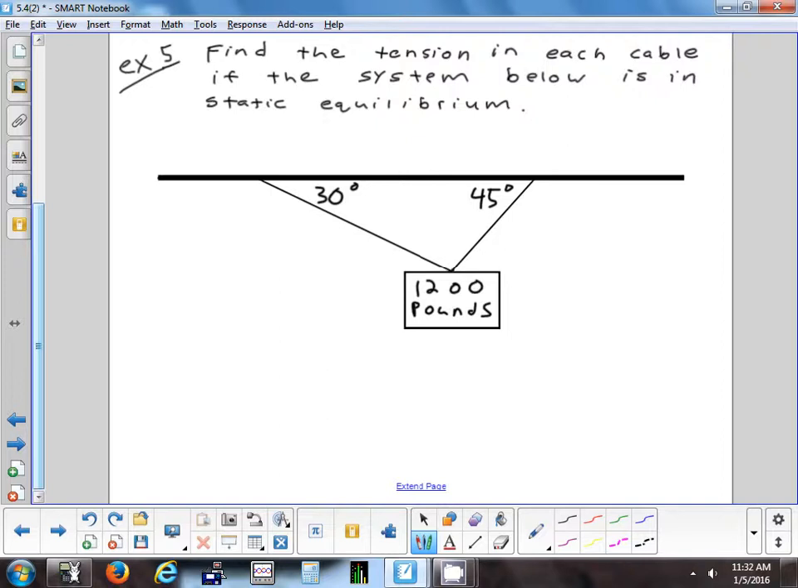So if this object is not moving, what does that mean about the force pulling up and the force pulling down? They're equal. So force up equals force down. And it's not moving left or right, so the total force pulling it left equals the force pulling it right. The only thing we have to do now is figure out all four of these things using the angles that we're given.